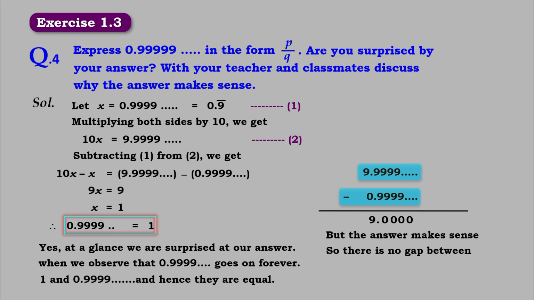So yes, at a glance we are surprised at our answer. When you observe that 0.999 dot dot dot goes on forever, 1 and 0.999 dot dot dot are equal. But the answer makes sense. There is no gap, because we know that 0.999 dot dot keeps on going. It is never ending. It is closest to 1. That's why the answer makes sense.